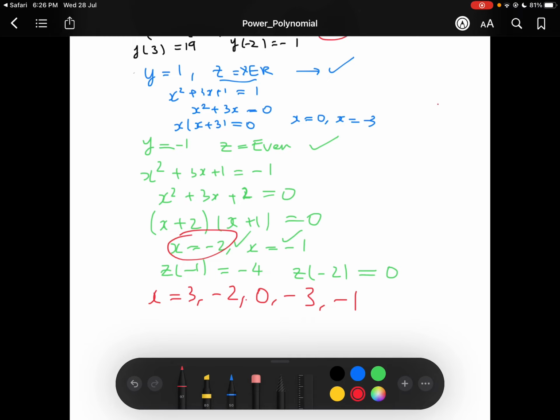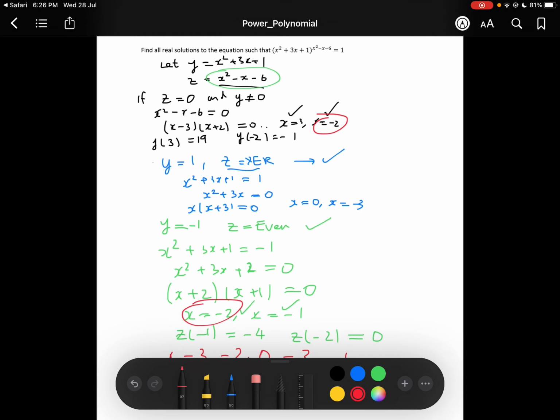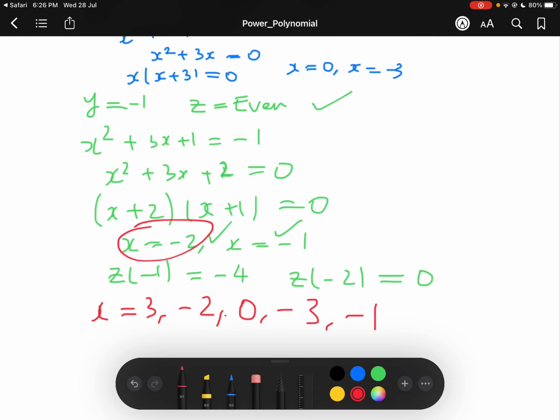I hope you enjoyed that little problem, okay? It looks really tricky on the outside, but if you just know your simple power rules, so just recall our simple power rules, you should be able to solve this problem.